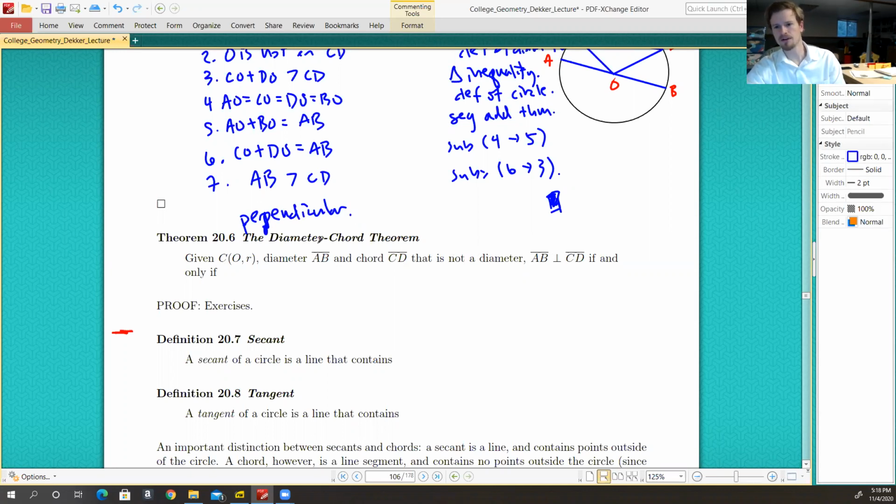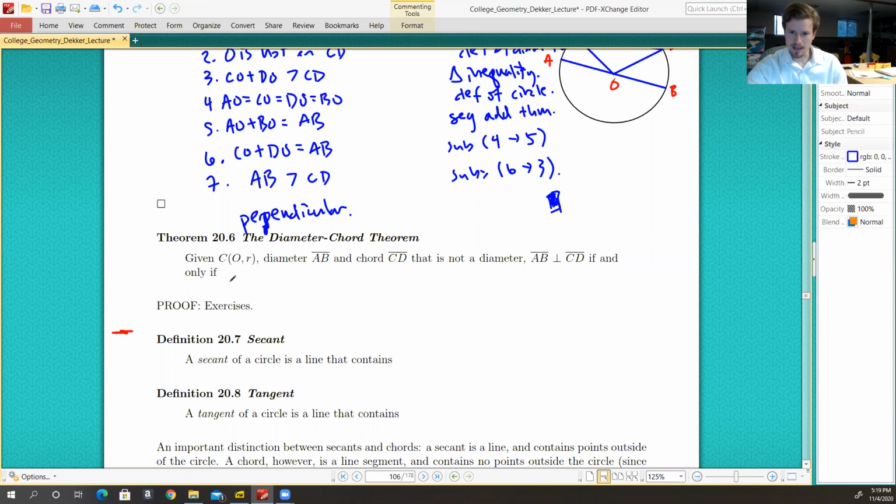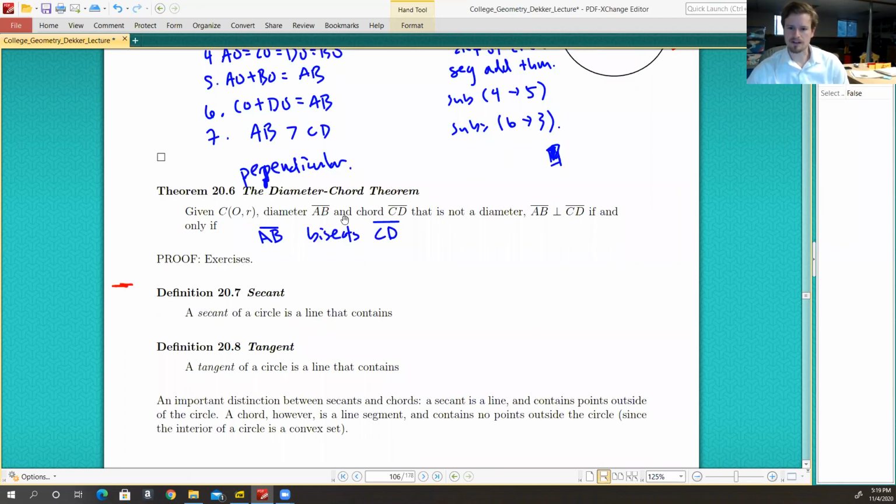So the perpendicular diameter chord theorem says that if we have a circle, a diameter, and a chord that is not a diameter, then the diameter and the chord are perpendicular if and only if the diameter bisects the chord CD. And that proof is an exercise. So I leave that for you guys to consider.